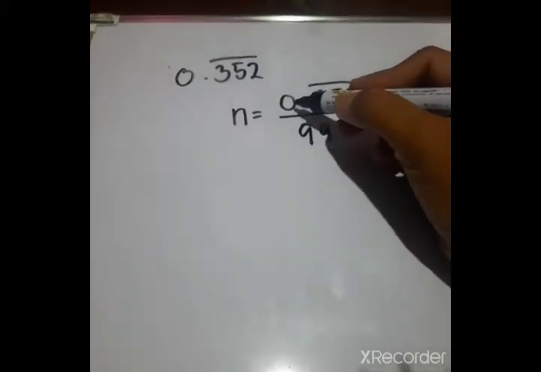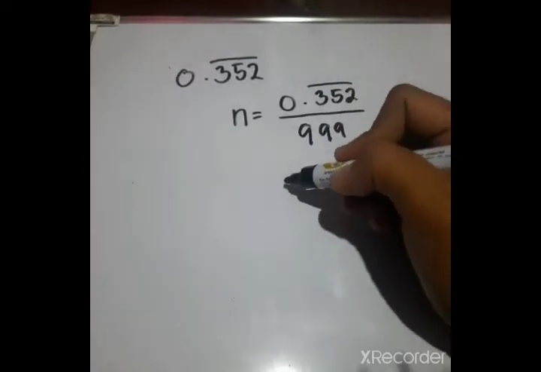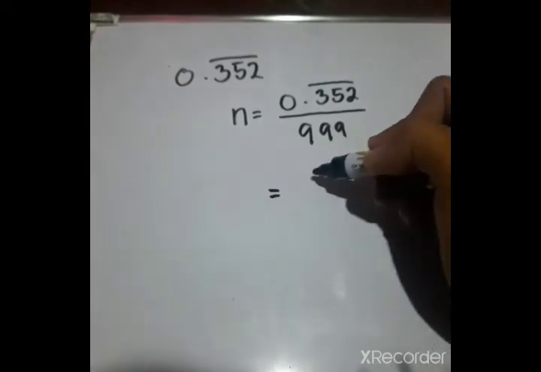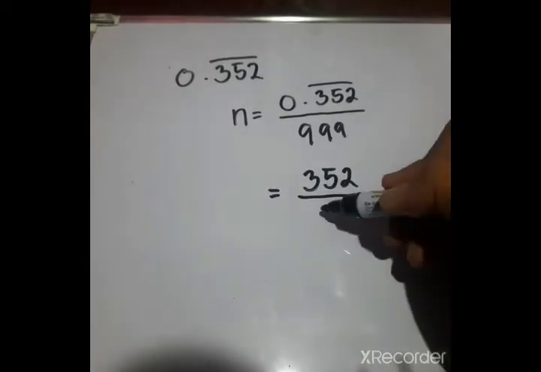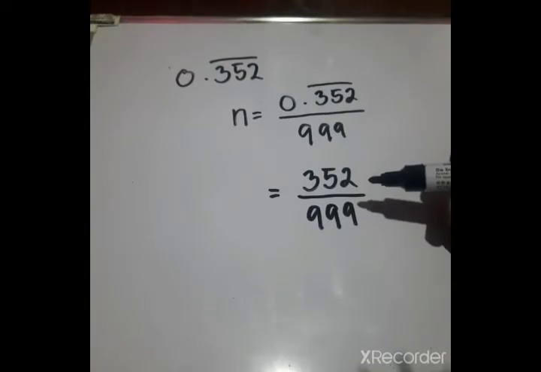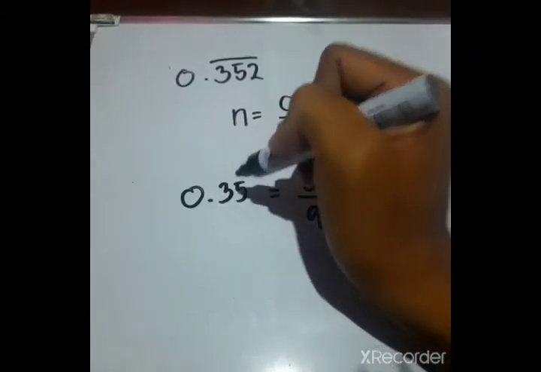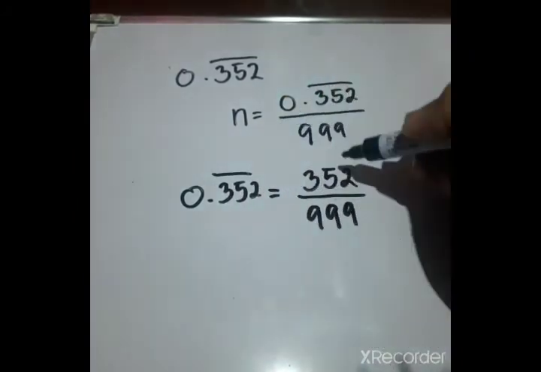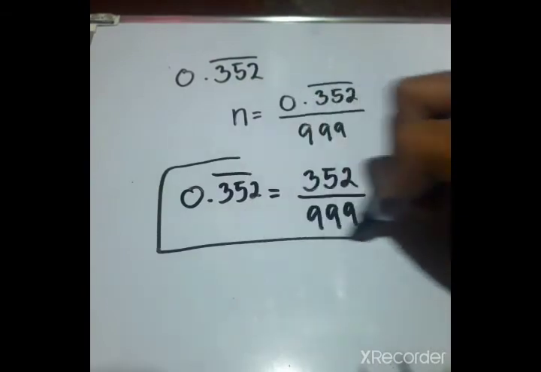Since we have 0 as the first digit of 0 and 352 thousandths, we can just remove that one. So we will rewrite it as 3, 5, 2 or 352 over 999. Since 352 over 999 is already the simplest form, therefore 0 and 352 thousandths with vinculum is equivalent to 352 over 999. So there you have it.